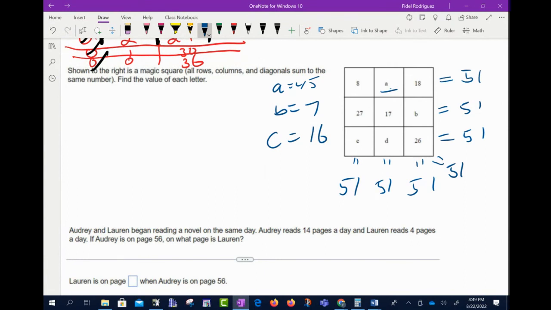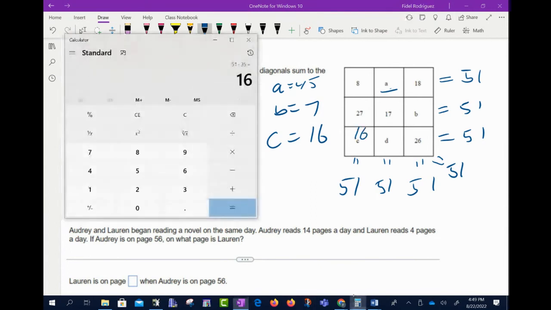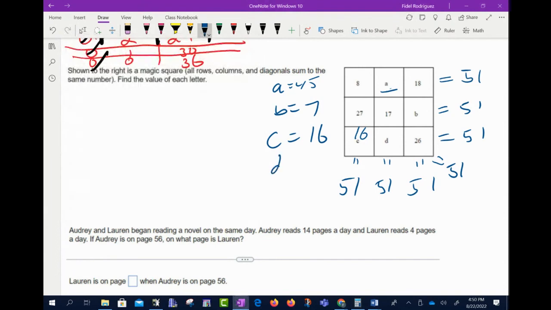Okay. And if we wanted to figure out the value of, say, D, we know now that's a 16. Couldn't I take 16 and 26? 42. So what's 51 minus 42? D is going to be equal to 9, right? And we got each of our values, okay?